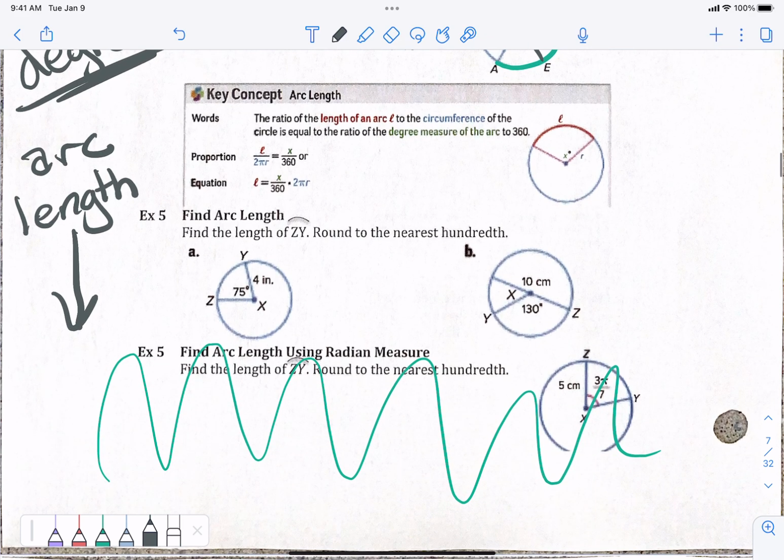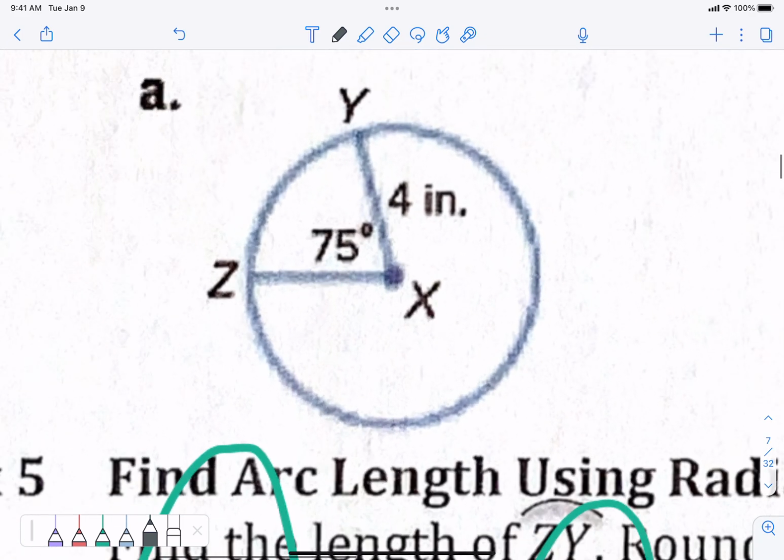Okay, here we go. So A, they're having us find the length of ZY. So we know that that's 75 degrees. Like that chunk is 75 degrees. But how long is that actually? Like how long would that pizza crust be? Like in inches, how many inches would that pizza crust be? That's what we have to decide. So slightly more difficult, okay?